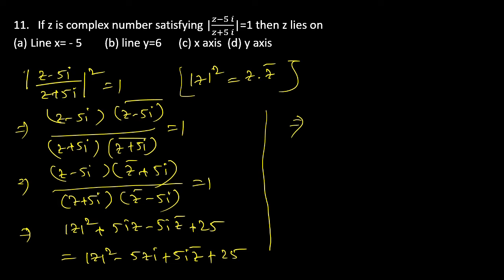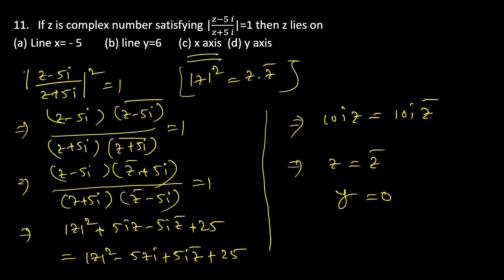Then we get 10iz equal to 10i z bar. Hence we get z equal to z bar. That means y must be 0, imaginary part of z must be 0. So z lies on x-axis. Okay, so option C is correct. Next problem.